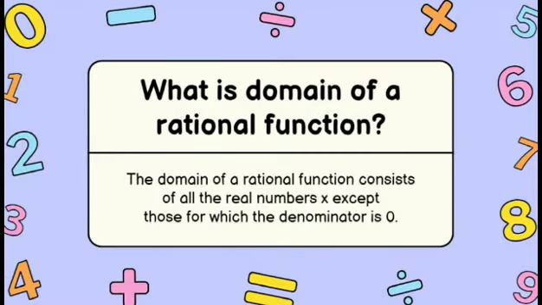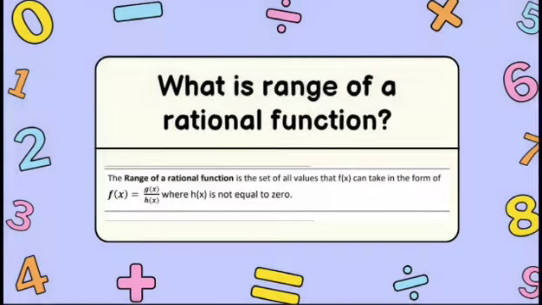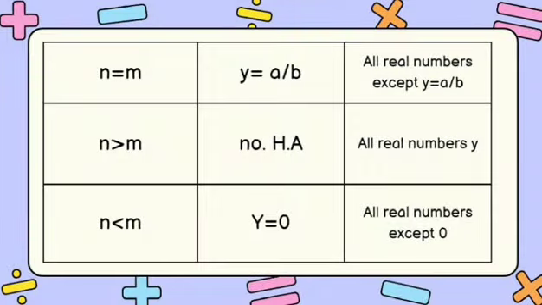What is the domain of a rational function? The domain of a rational function consists of all real numbers x except those for which the denominator is 0. What is the range of a rational function? The range of a rational function is the set of all values that f of x can take in the form of f of x equals g of x over h of x, where h of x is not equal to 0. Here is the vertical asymptote.